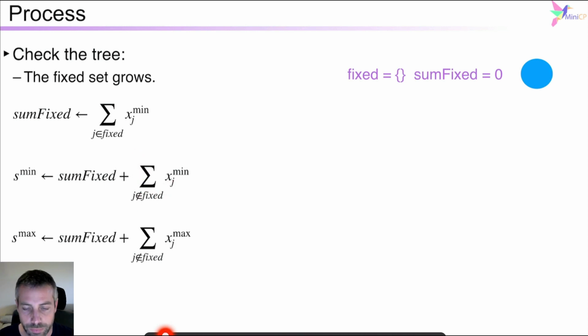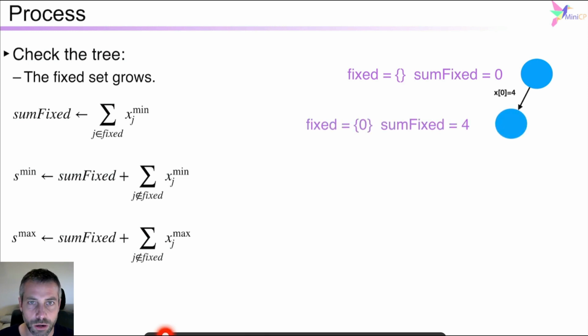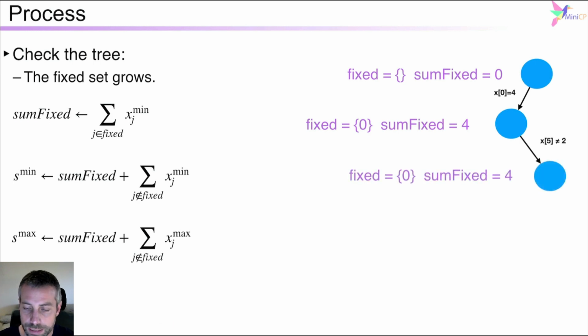If there are only a few variables that are not fixed, it's less expensive than doing it over all the n variables. So initially in my search tree, the set of fixed variables is empty and the sum of the fixed is 0. Then if I take one decision of fixing one variable, x0 is equal to 4, the sum of the fixed becomes 4, and the set of fixed variables is now including the index of the variable x0, which is the one that I just fixed. This decision removed the value 2 from x5, so it's not a decision of fixing one variable. Nothing changes for the state of my sum constraint.